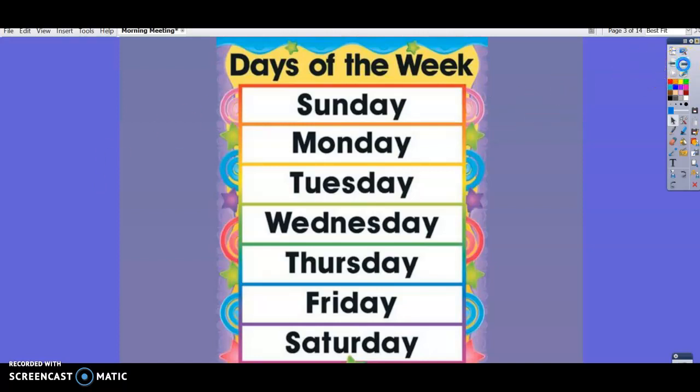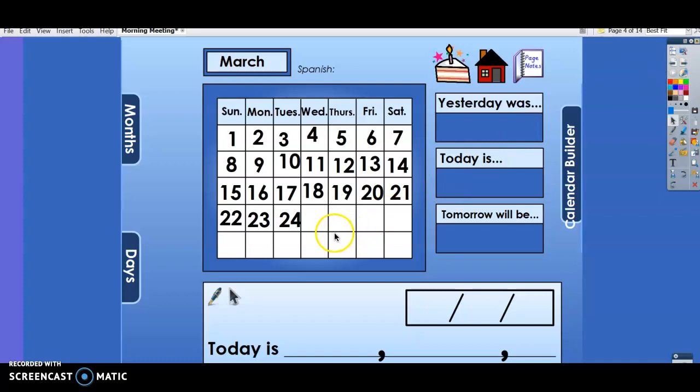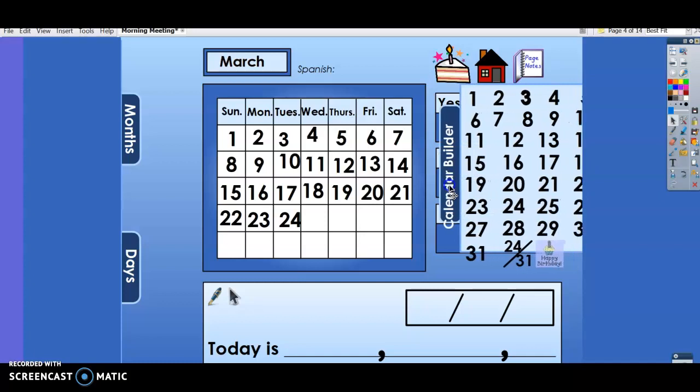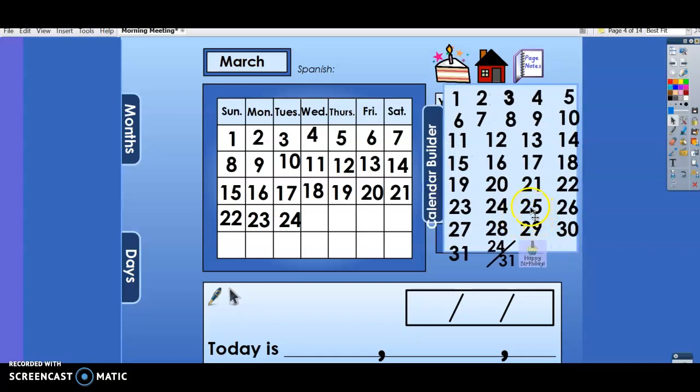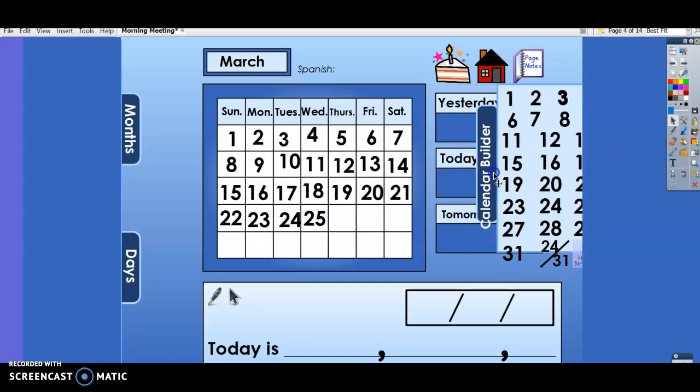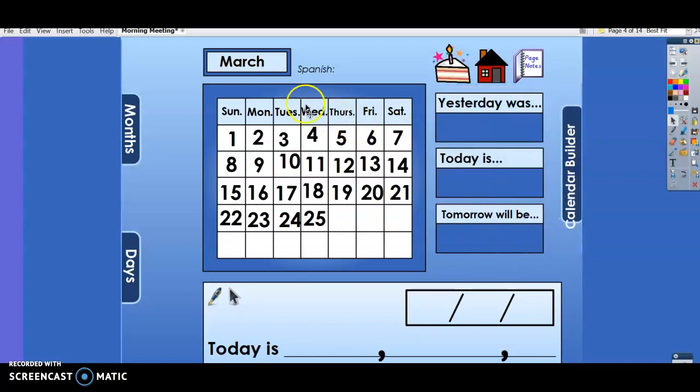Okay, good job. We'll go to our calendar. And when we see our calendar, we need to add the next number to the calendar. So I have a 24 for yesterday. We're going to pull out our numbers, and today we're going to find the number 25 to slide over to our calendar. Grab that. We'll put that there, and when we put that there, now we can look and we can take our month and the number, and we can say today's date. So we would say it is March 25th today.